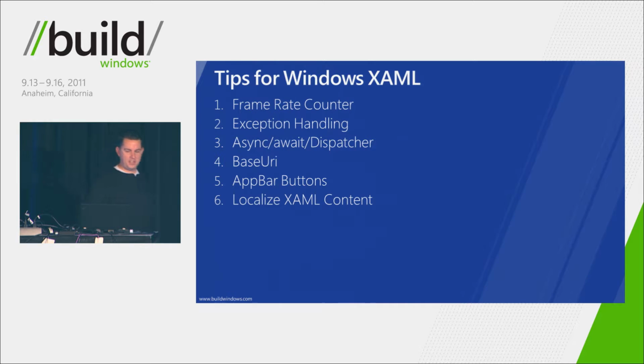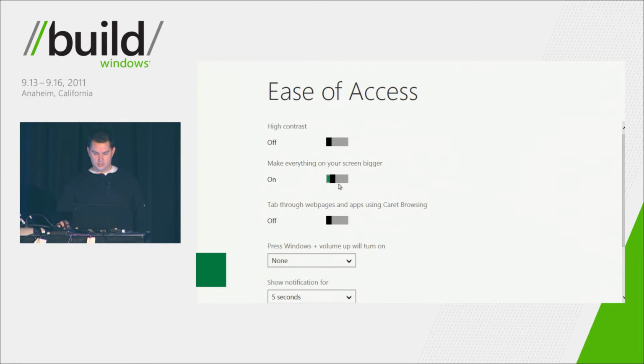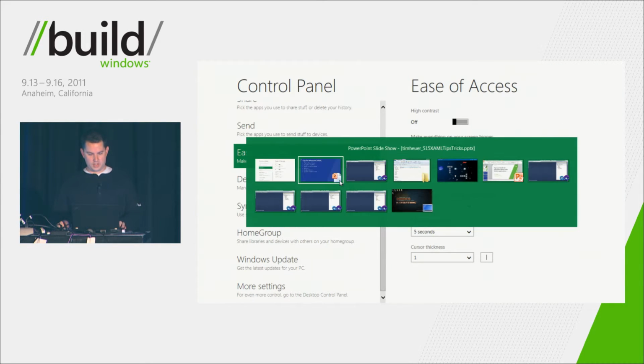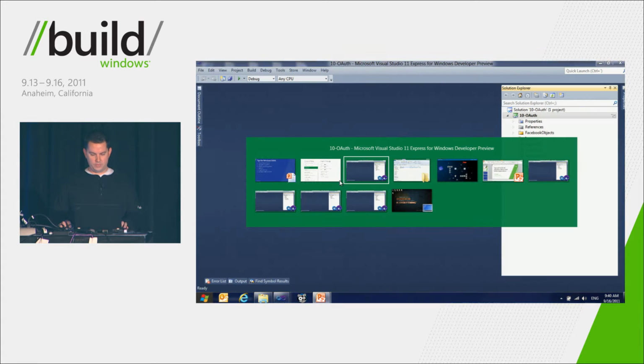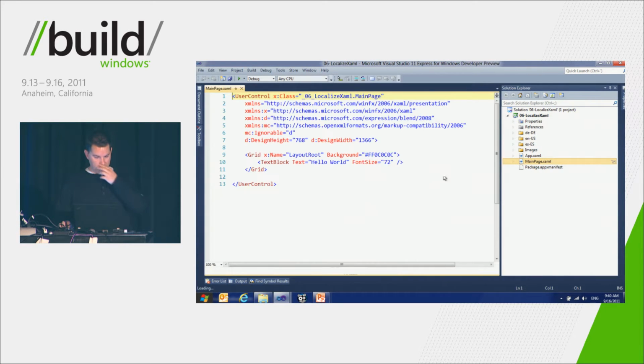Okay, the next one is how to localize XAML content. Now, I do have a chalk talk on this, and let me turn this off. But I wanted to show this very quickly. We've done some work here to hopefully introduce a better localization story for XAML. Now, let me show the XAML here. I have a text block that just shows hello world. If we were to run this application, you would expect to see hello world in 72-point font.